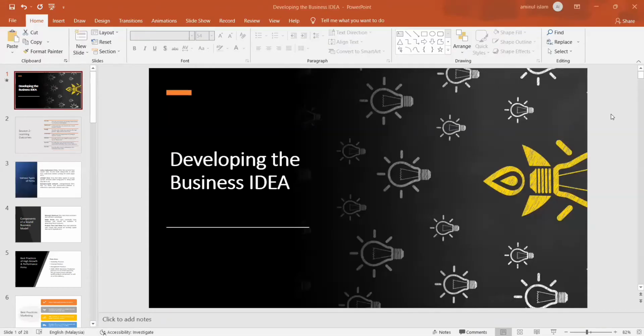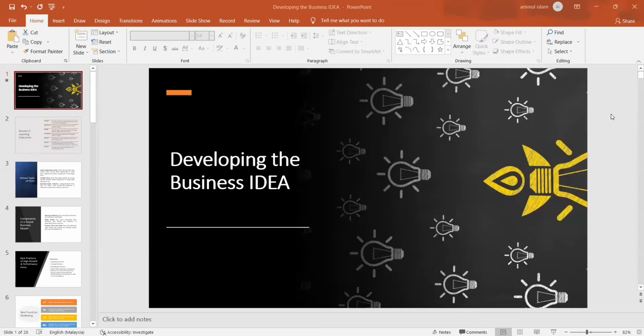We start the session today. Last week was an introductory class, and we looked into the definition of entrepreneurship and entrepreneur. We looked at some characteristics and skills needed to be a successful entrepreneur. We also looked into the life cycle stages of entrepreneurial ventures.